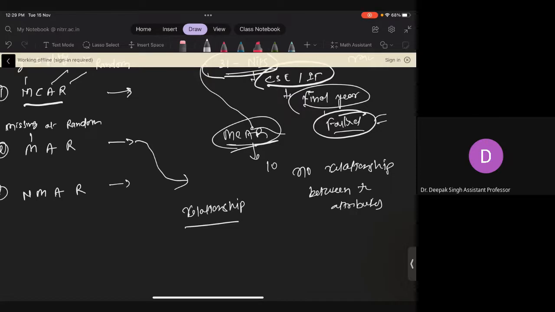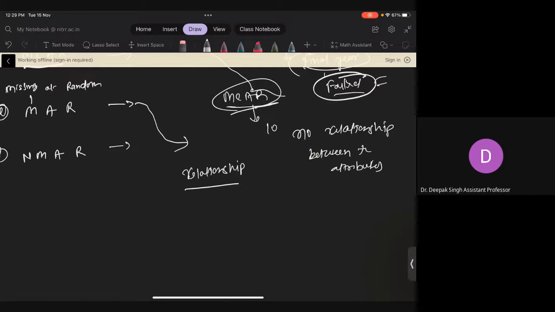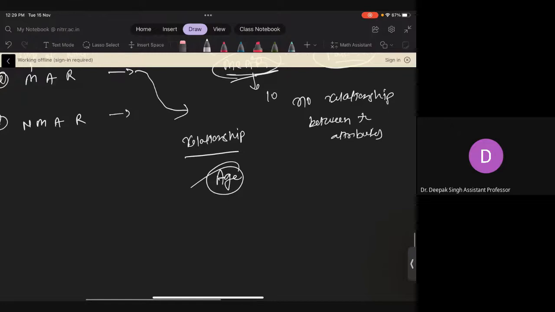For example, your age column, where you're conducting a survey, where some amount of people haven't given the information about their ages. They want to hide their age. And some have given their ages, but that age would be playing a vital role for the prediction.